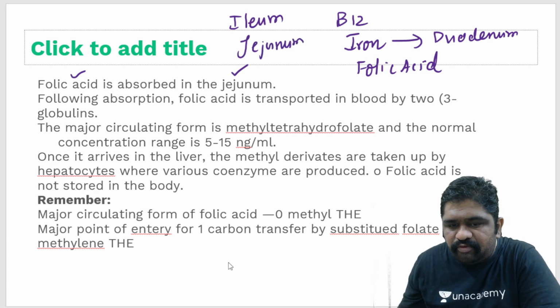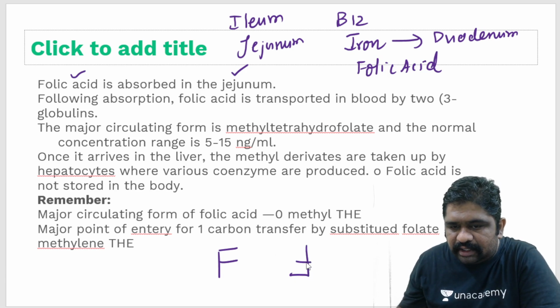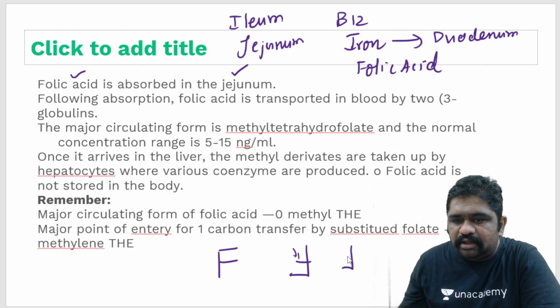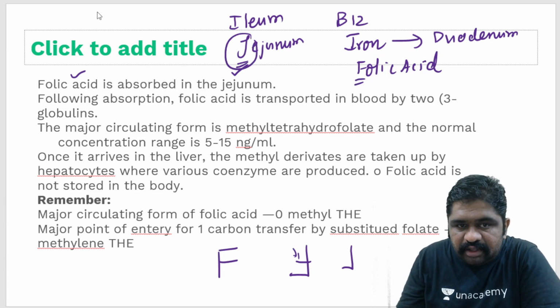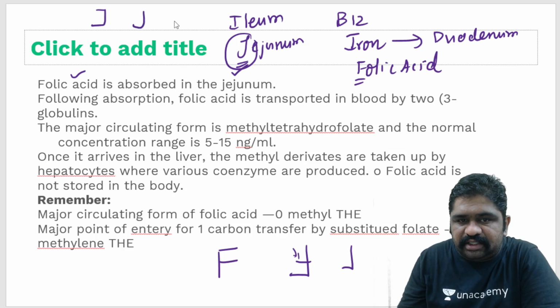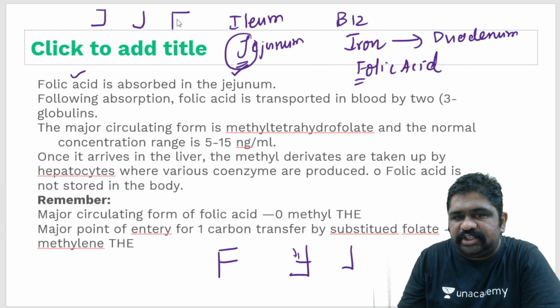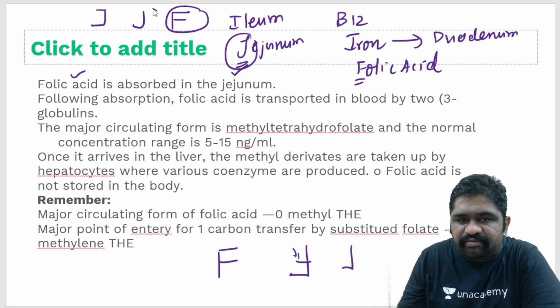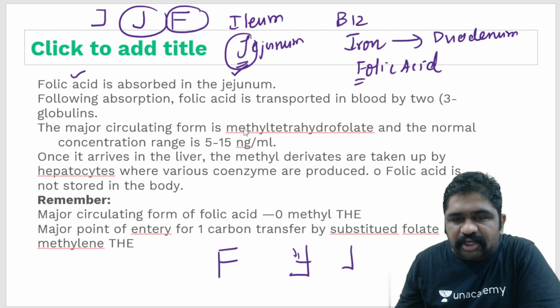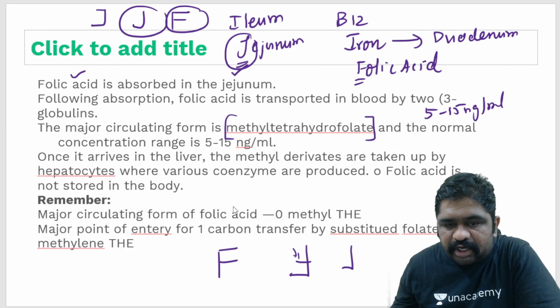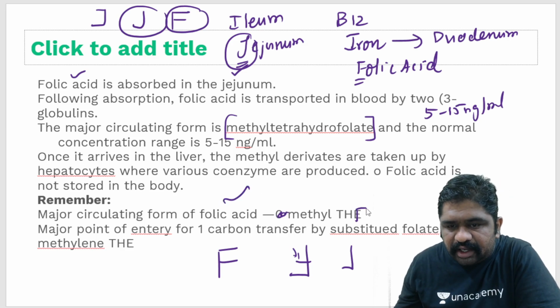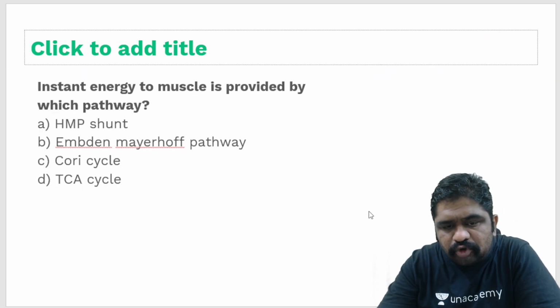Now remember, how do I write folic acid? I write this as this. If I rotate the folic acid, then I will be able to see it like this. If I remove this bar, it becomes J. So remember, jejunum is the site for absorption of folic acid. I repeat, if I draw J like this and actually rotate the J, it looks like this, and if I bring a bar, that is called F. So jejunum, folic acid. And the major circulating form is methyl tetrahydrofolate, and the normal concentration range is 5 to 15 nanogram per ml. When they ask you the major circulating form of folic acid, the answer is methyl tetrahydrofolic acid. And let's go for the next question.